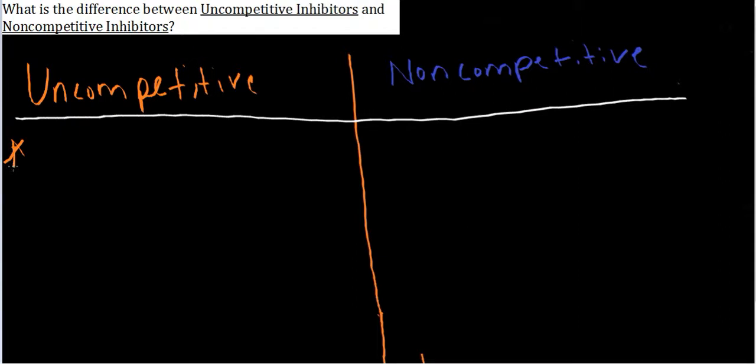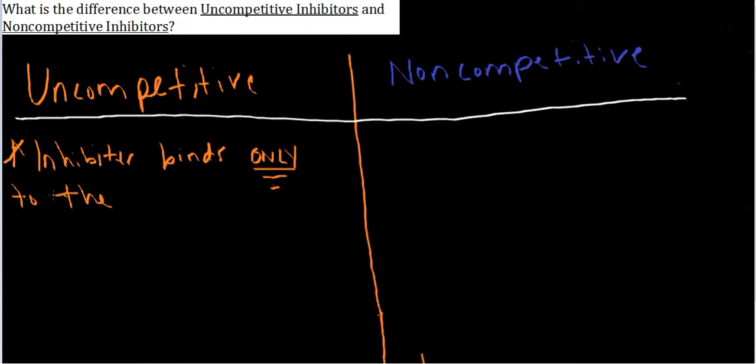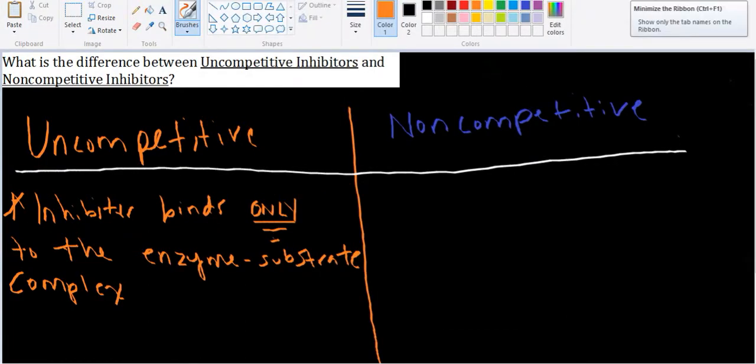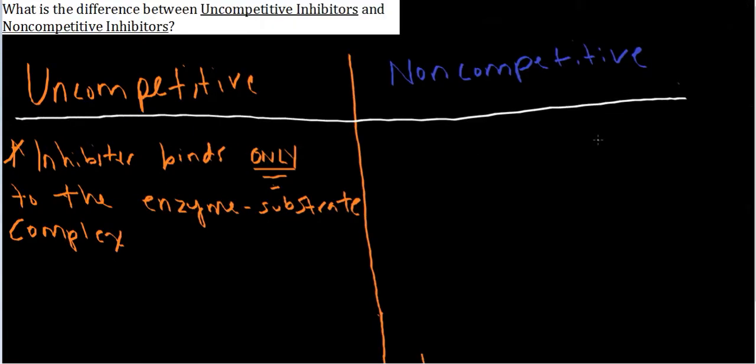So with an uncompetitive inhibitor, what's going to happen here is the inhibitor binds only, and I'm going to capitalize that because this is significant, only to the enzyme substrate complex. In a lot of biochem books or biology books, you'll see the enzyme substrate complex abbreviated ES complex. So remember that the inhibitor binds only to the enzyme substrate complex. That's one major difference between non-competitive and uncompetitive inhibition.